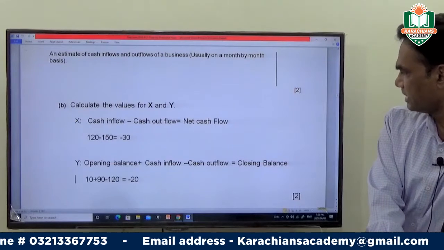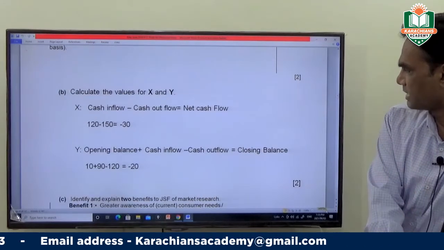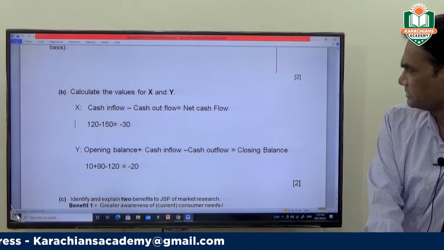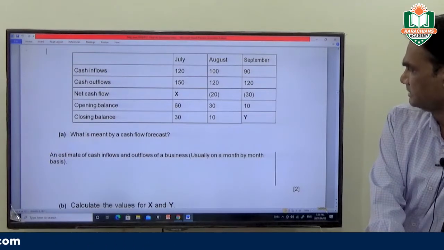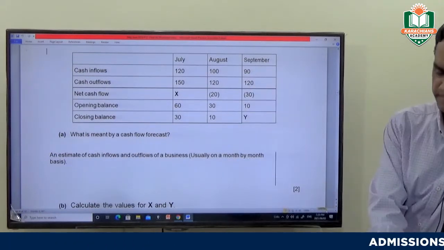This question also carries 2 marks. It's a very easy question. You have to just focus on the table and accordingly you calculate the figures.